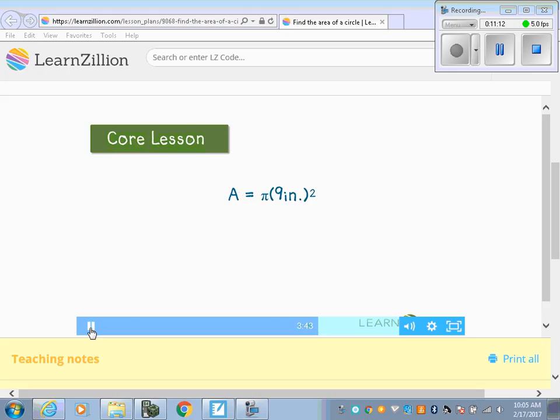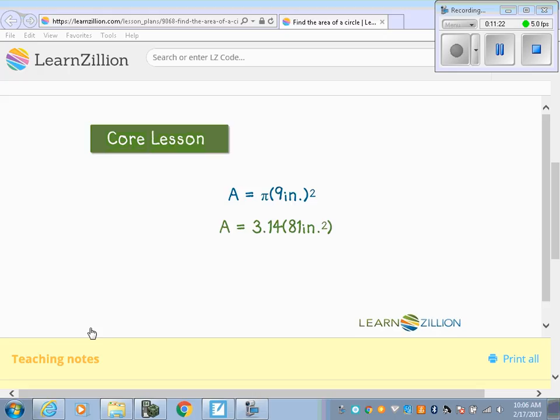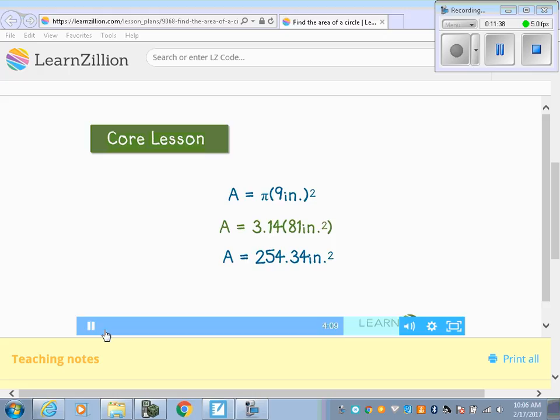And since the radius of our pizza was 9 inches, we plug that in. And we use order of operations, which tells us exponents before multiplication. So we get area equals 3.14 times 81 inches squared. I'm using an approximation of pi, since that makes sense for a pizza. And now I'm going to multiply 3.14 times 81 inches squared and find that the area of the pizza is 254.34 inches squared.